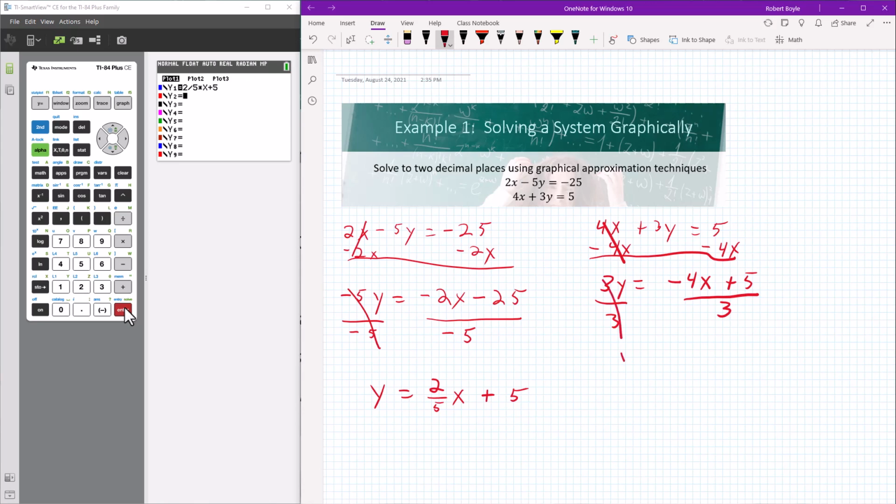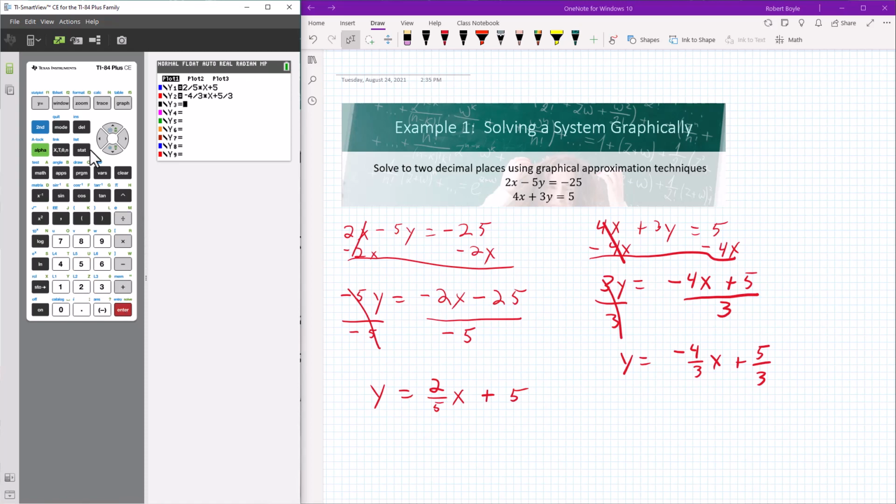These will cancel. I will have y is equal to negative 4/3 x plus 5 divided by 3. Okay, let's go ahead and do that. Now to do the negative sign, I need to do this button right here. Negative 4 divided by 3 times x plus 5 divided by 3. And I can hit enter, don't really have to.